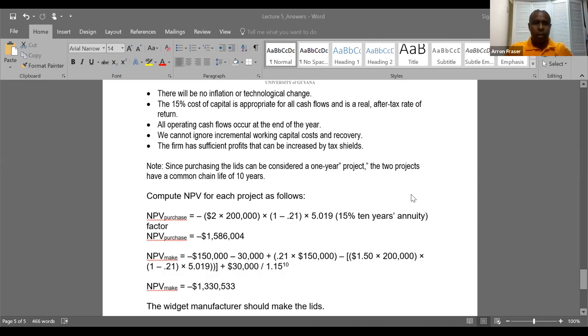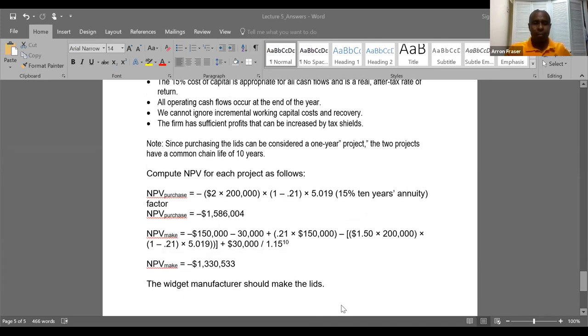Good. So to compute this, I've shortened the calculations for you. If the purchase is $2 a lid, 200,000 per year, then you have a tax shield of one minus the tax rate. The tax shield is always one minus the tax rate. You multiply that by the 15% annuity factor. And that will be the cost, because everything remains constant, right?